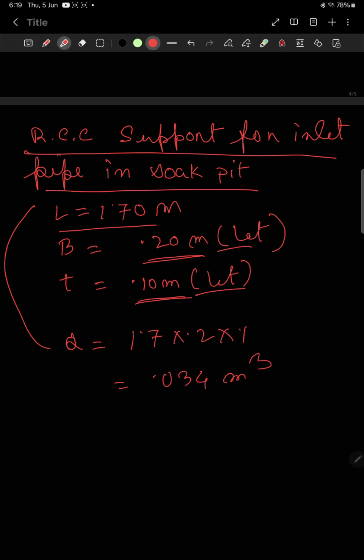There is no fixed value for these two. We can easily assume. So breadth we have assumed 20 centimeter or 0.2 meter, and thickness we have assumed to be 10 centimeter or 0.1 meter. So the total quantity will come as length into breadth into thickness. 1.7 is the length, 0.2 into 0.1. Ultimately, the quantity of the RCC support, RCC slab, which is provided to support the pipe, is 0.03 meter cube. This is how we calculate the quantities of a sock pit.